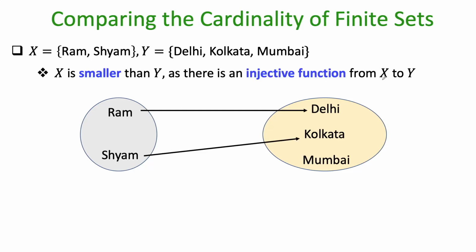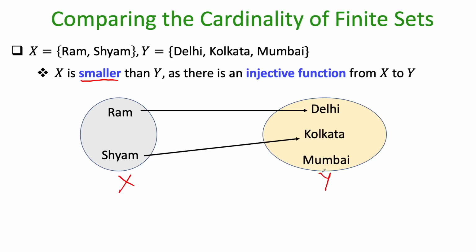But if I view the same thing in terms of a function, I can say that the set X is smaller than the set Y in terms of size because there is an injective function from the set X to the set Y. There can be many injective functions. One possible injective mapping I can define is Ram getting mapped to Delhi and Shyam getting mapped to Kolkata, right? That means you take any element from the set X, it will have an image from the set Y, and distinct elements from the set X will have distinct images.